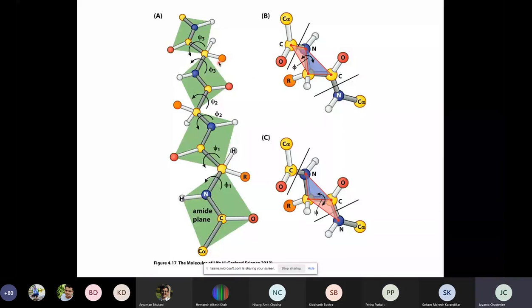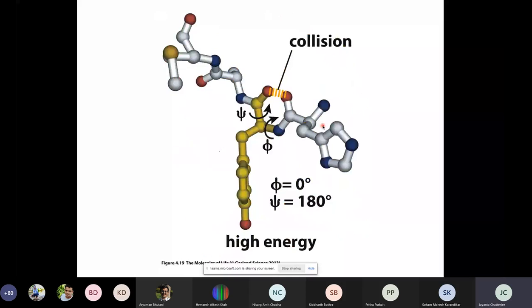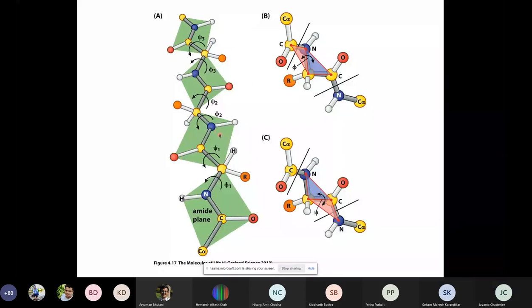Yeah, so as we were discussing, these are planar. The peptide bonds themselves are planar, but what typically rotates are the phi and the psi. Now this phi is this C alpha N torsion, right? And the psi is this C alpha CO torsion.